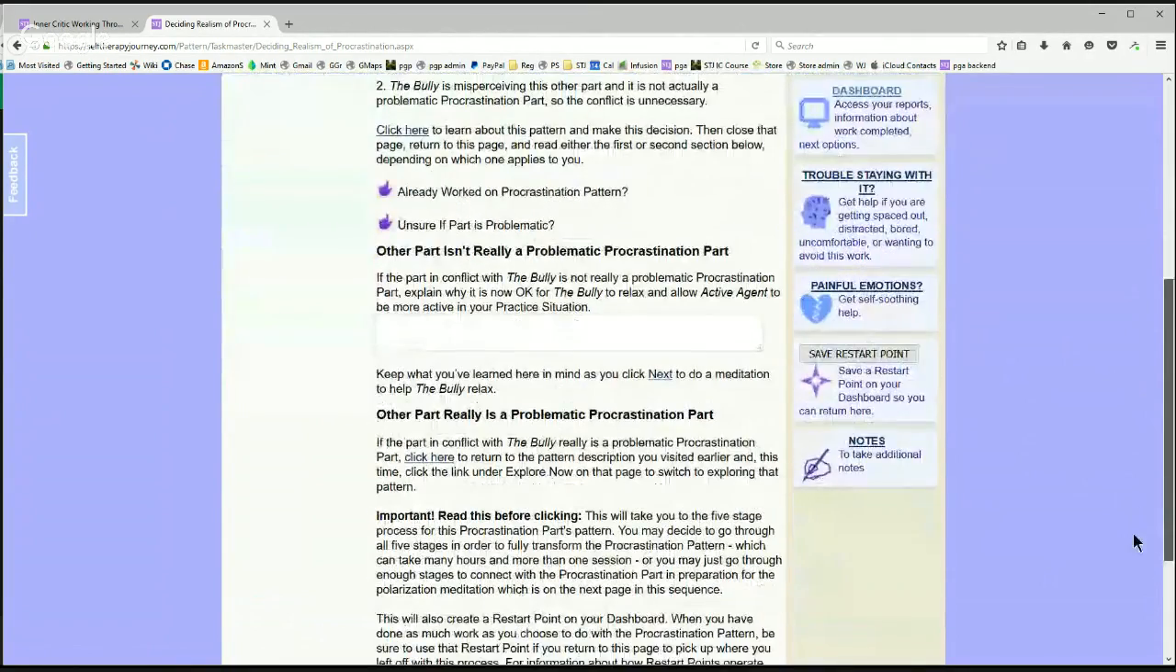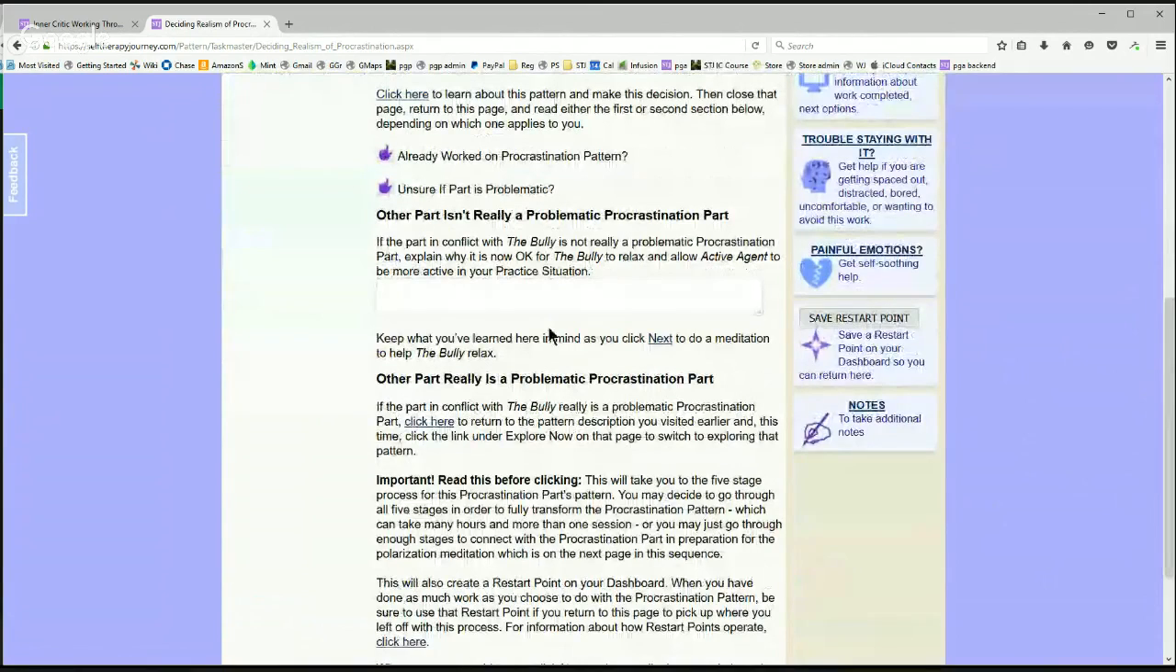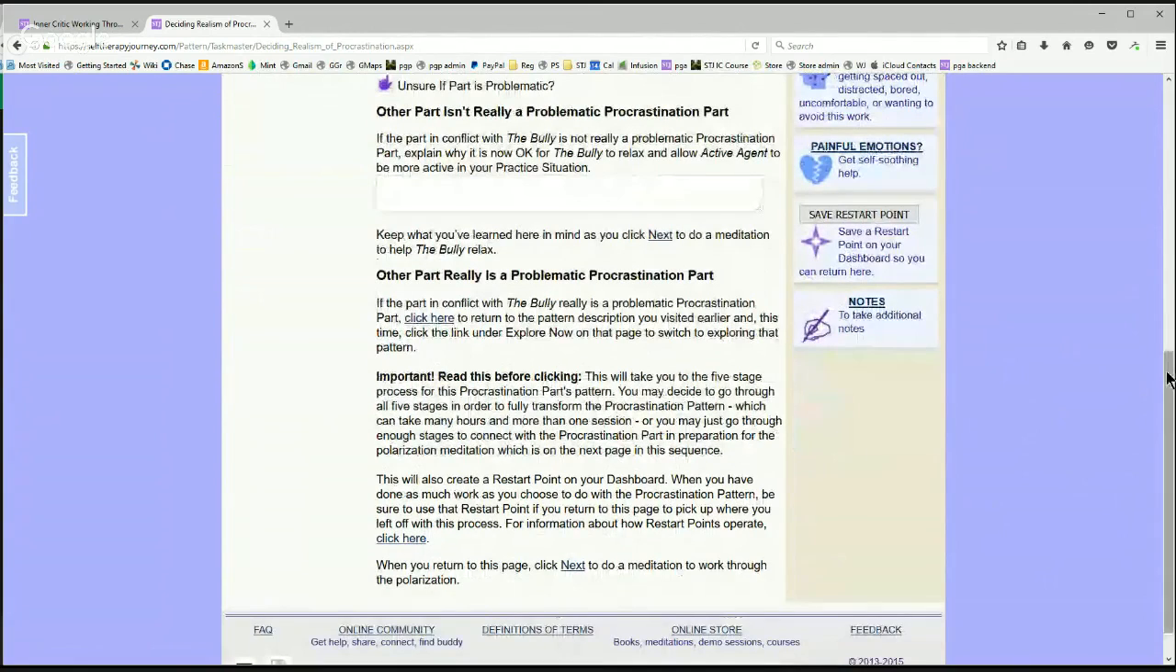So you choose which of those it is. If it's not really a problematic pattern, you can enter that here, and then you can just click ahead to do a meditation to help the bully relax. But if the other part is really a problem, since the procrastination is really a problem, we can't expect the inner critic to relax because it's fighting against another part of you that is really a problem, in this case, procrastination.